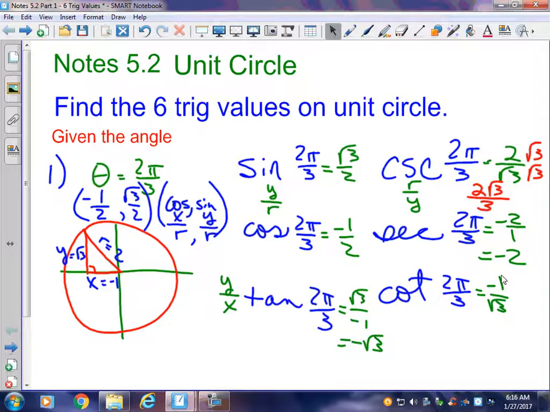Square root of 3 over square root of 3. Again, negative 1 times the square root of 3 is negative square root of 3, because you don't need to write the 1. Radical times radical drops the radical and keeps the number 3. So this is how you write the 6 trigonometric functions.